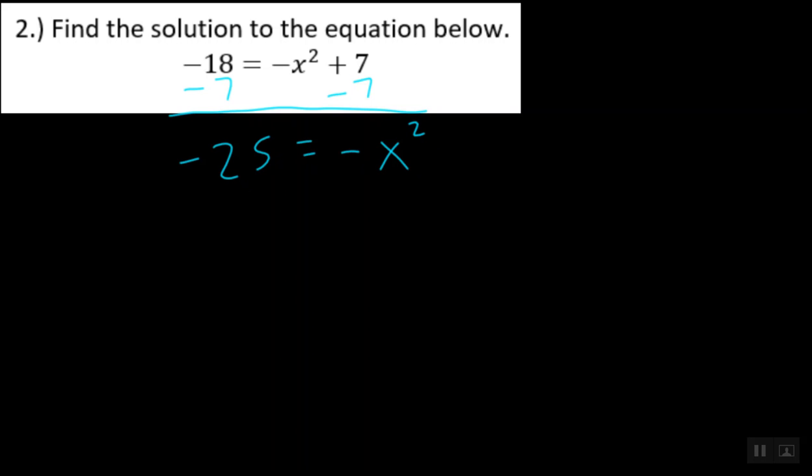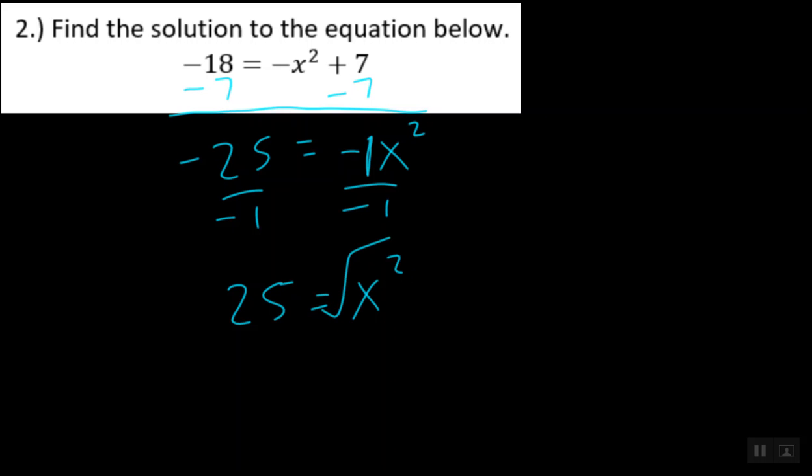Now, my fear here is that a lot of you don't exactly understand what a negative variable is. That is just saying -1 x squared. So if I want to get x squared by itself, I simply have to divide both sides by -1. Now, negative divided by negative is a positive, and 25 divided by 1 is 25.